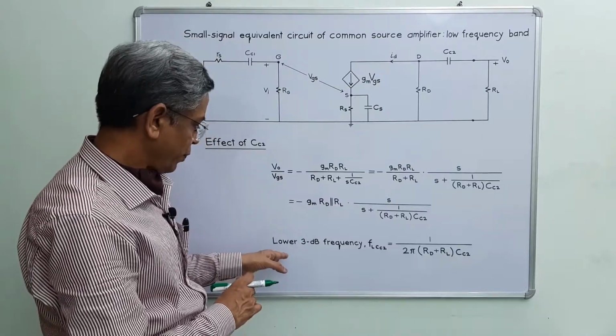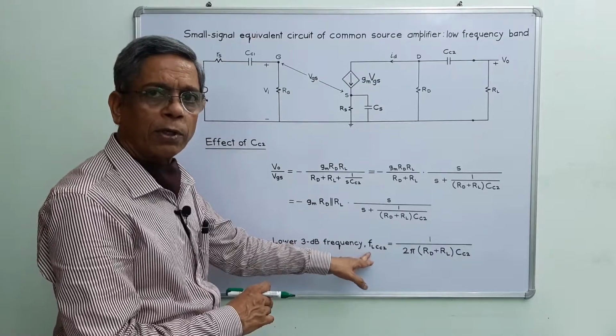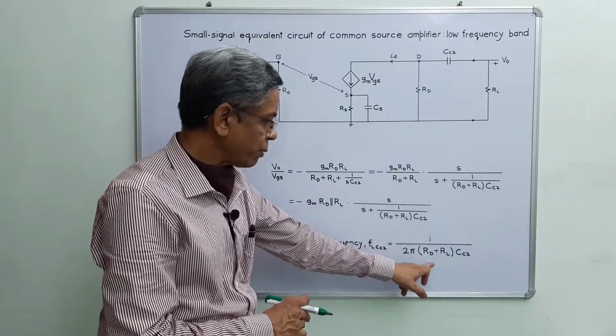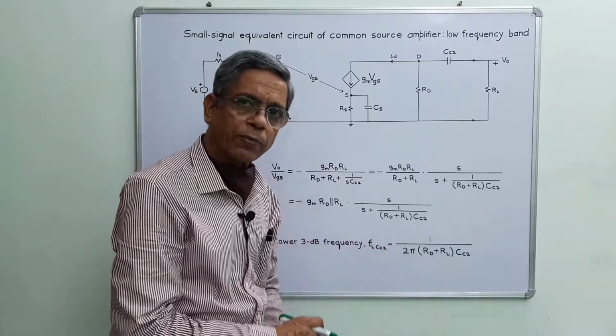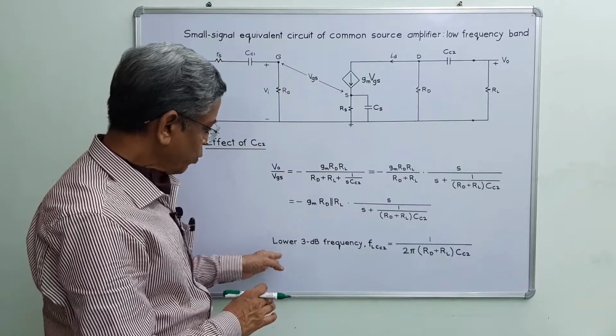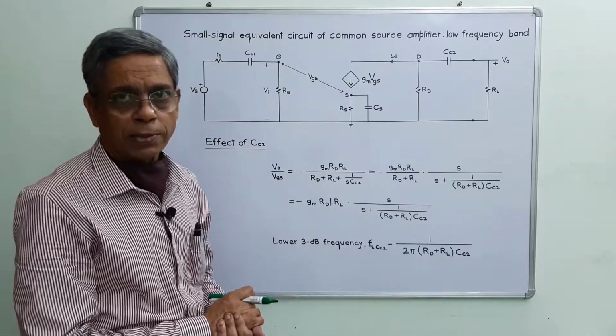We can write the expression for lower 3dB frequency FL corresponding to coupling capacitor CC2. This is 1 by 2 pi (RD plus RL) CC2. So we have expressions for all three lower 3dB frequencies corresponding to the coupling capacitors and the bypass capacitor.